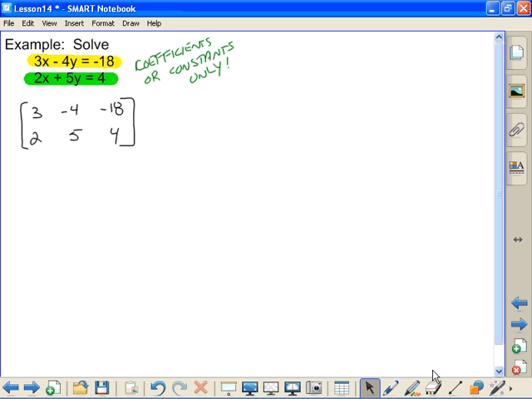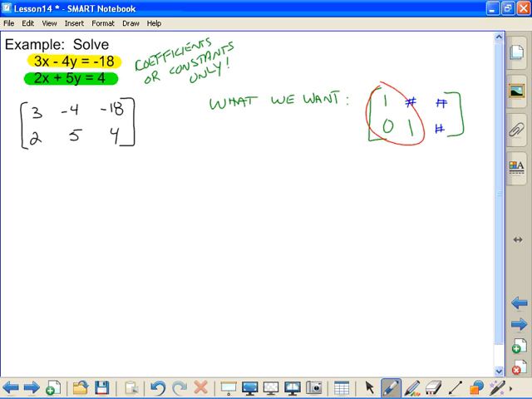Okay, off to the side, what we want is this. We want a 1 and a 0, and then a 1. So this is what we're aiming for in the matrix, and then we'll have a number here, a number, and a number. Okay, so how do we accomplish that?